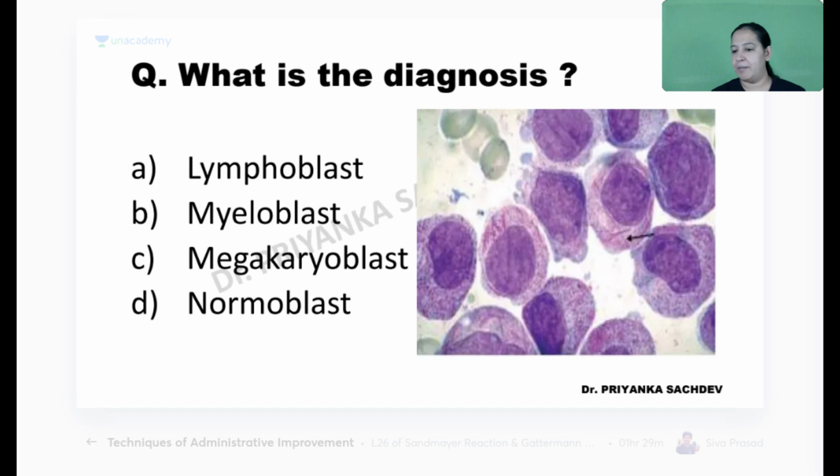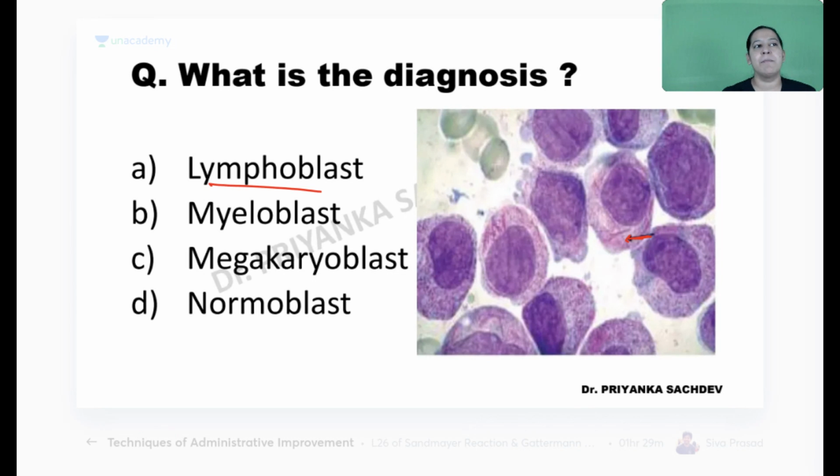Coming to the next question. Tricky one, but good one. Very, very important. What is the diagnosis? Which cell is it? Look at the arrow. In all the images, there is an arrow. Please concentrate on that arrow before giving your answer. Something is marked to give you a clue.